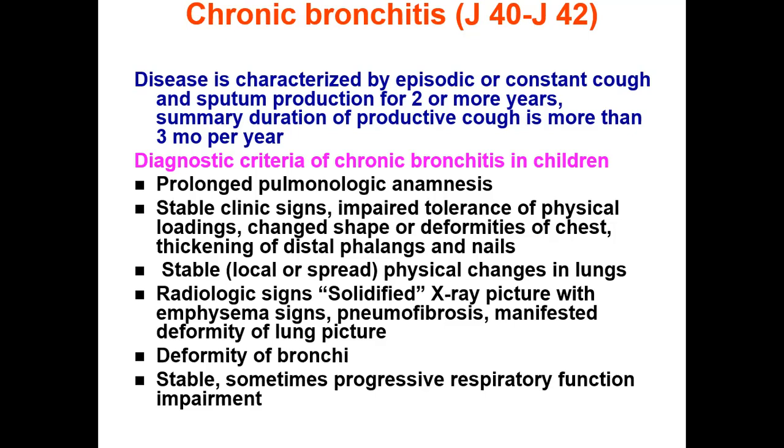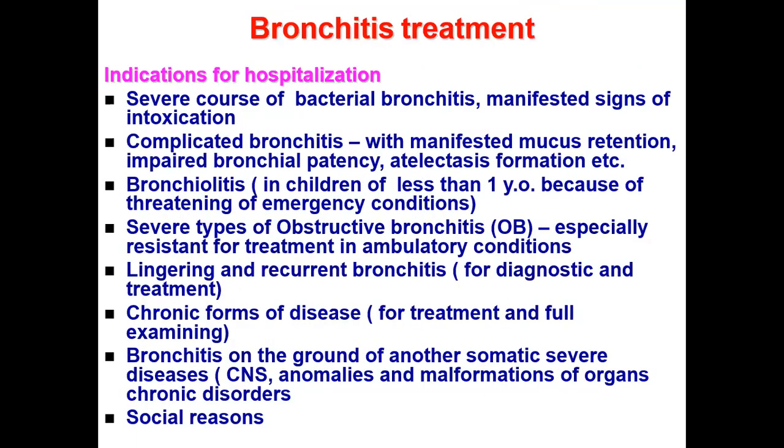Diagnostic criteria of chronic bronchitis in children: prolonged pulmonary anamnesis, stable clinical signs, impaired tolerance of physical loadings, change in shape or deformities of the chest, thickening of the distal phalanges and nails. Stable physical changes in the lungs, radiologic signs, solidified X-ray picture with emphysema signs, pneumofibrosis, manifested deformity of lung picture, deformity of bronchi, stable, sometimes progressive respiratory function impairment.